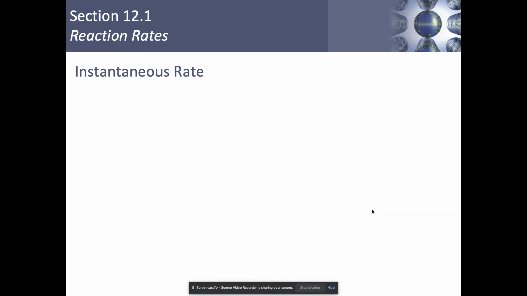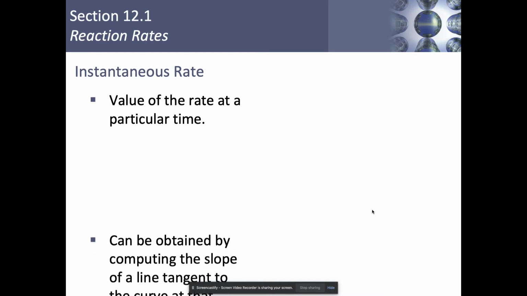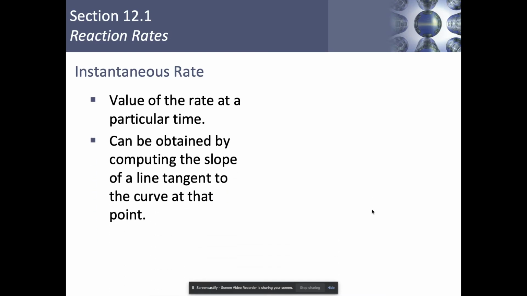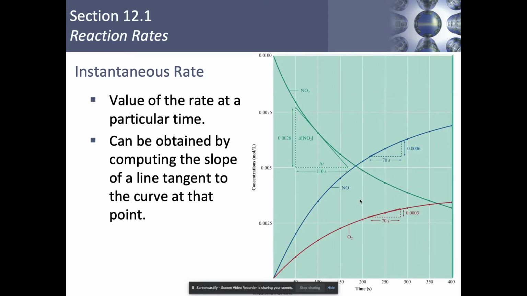So what is the instantaneous rate then, right? That is the value of the rate at any particular time. And so the way that we obtain that is by computing the slope of the line that is tangent to the curve at that particular point. And if that sounds confusing to you, it's probably because you haven't done calculus yet. And that is totally and completely acceptable. It's not a requirement in order to do this that you already know calculus. But let me just give you the idea of what it's talking about, just so you understand what this means.